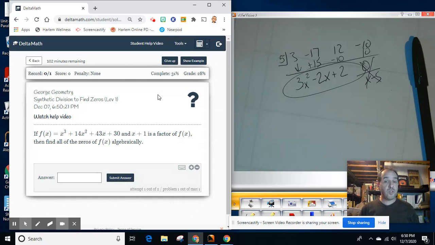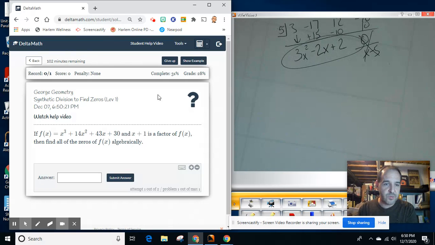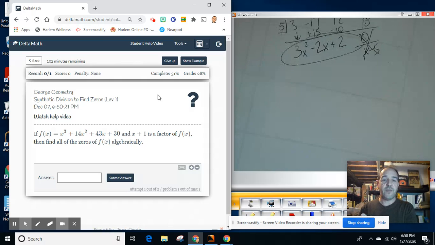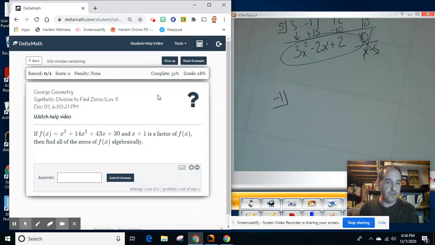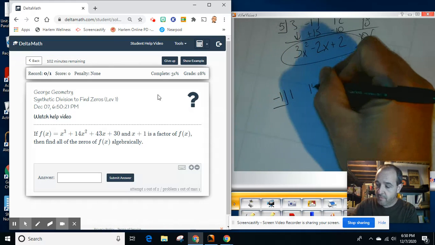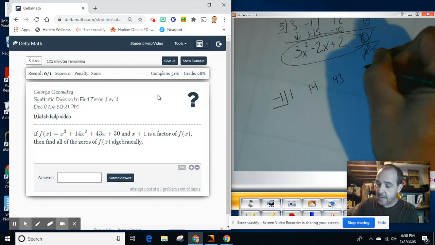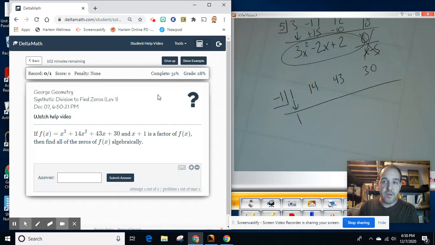Now, here's where some of you are going to look at this and go, wait a minute, what is this? If f of x is this and x plus 1 is a factor, then find all of the zeros algebraically. Okay, that's just a fancy way of saying switch your sign. Okay, that's no different. I don't see any gaps. So 1, 14, 43, and 30. Pull the 1 down.